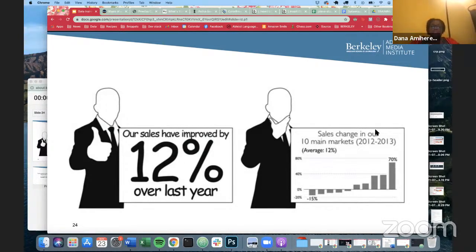Well, when you look at the actual data that they're talking about, that's technically true, but not actually true. They really went from negative 15 to 70% in sales over that year period. The average in their sales was 12%, which is not the same thing as saying your sales have improved 12%. The average is like you're steady, about how you were doing across that period of time. That's not improvement, that's you're steady. So while technically 12% is true, it's also not really true.